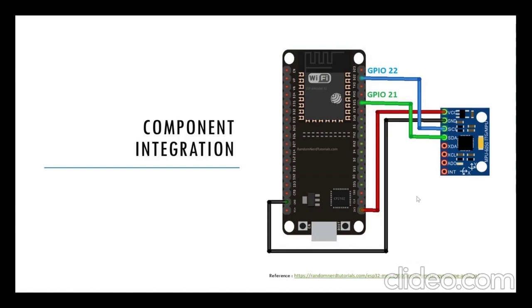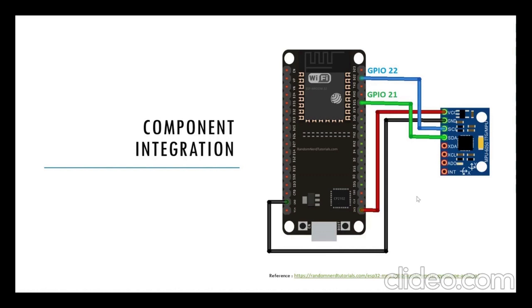Let's see the device and component integration. We have the ESP32, which is connected to an MPU6050 sensor. We connect the VCC to 3 volts, and then we connect the ground to the ground of the ESP32. The serial clock of the MPU is connected to pin 22 of the ESP32, and the serial data pin of the MPU is connected to pin 21 of the ESP32.